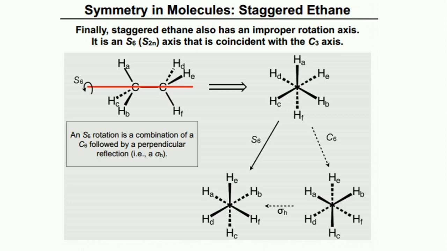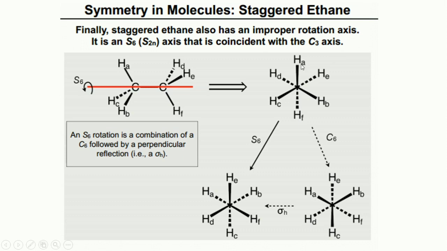So let's talk about the improper rotation, and we know that the improper rotation is actually two operations. First is the rotation followed by reflection. So there is S6. S6 means we need to apply the C6 first. C6 means 360 over 6, so 60 degrees, we need to rotate the molecule 60 degrees.